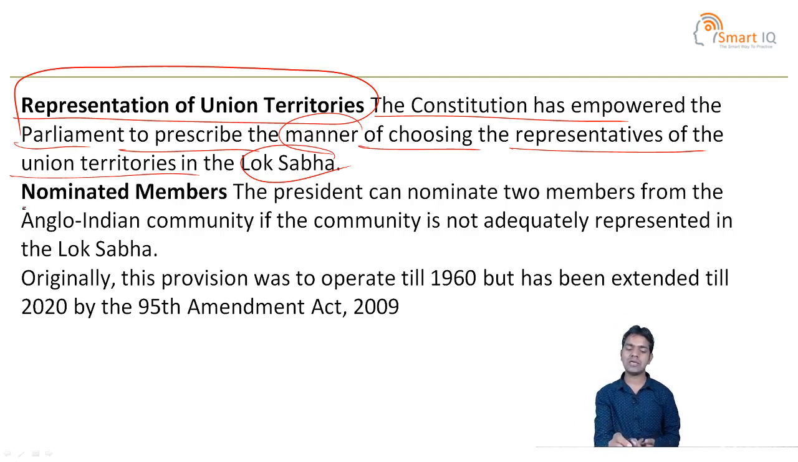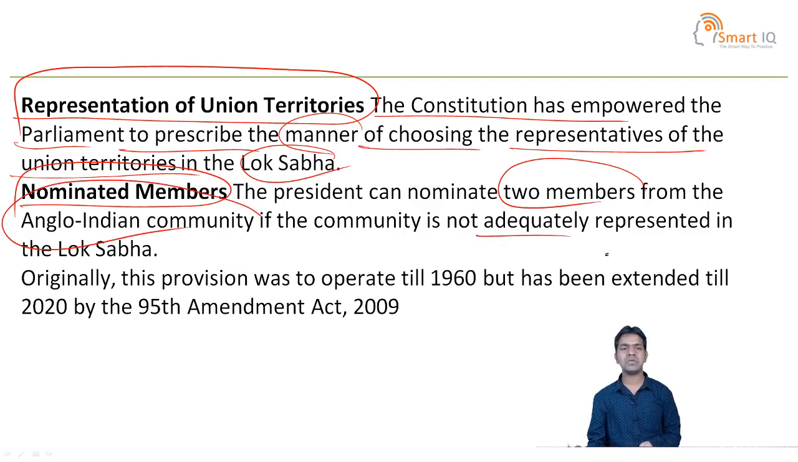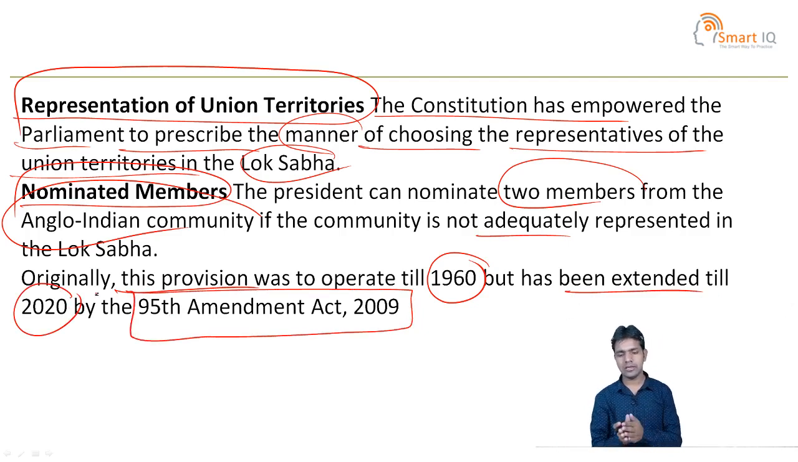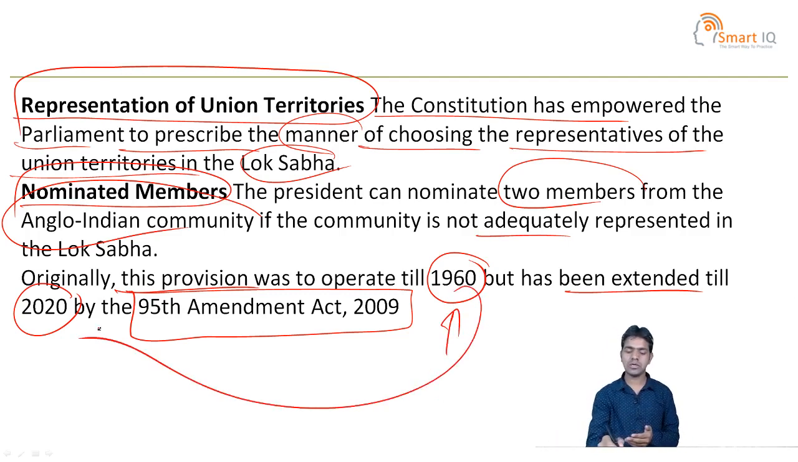And the third category is nominated members. The President can nominate 2 members from the Anglo-Indian community if the community is not adequately represented in the Lok Sabha. Originally this provision was to operate only till 1960, but it has been extended till 2020 by the 95th Amendment Act of 2009.